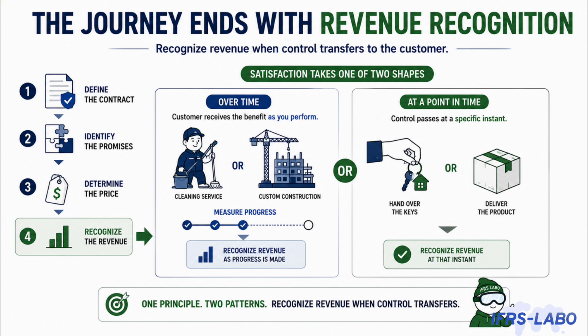Under the standard, this satisfaction takes one of exactly two shapes. It either happens over time, where the customer receives the benefit as you perform, like a cleaning service or a custom construction project, and you constantly measure your progress to recognize revenue. Or it happens at a point in time. That's the instant control passes, like physically handing over the keys or delivering the product.